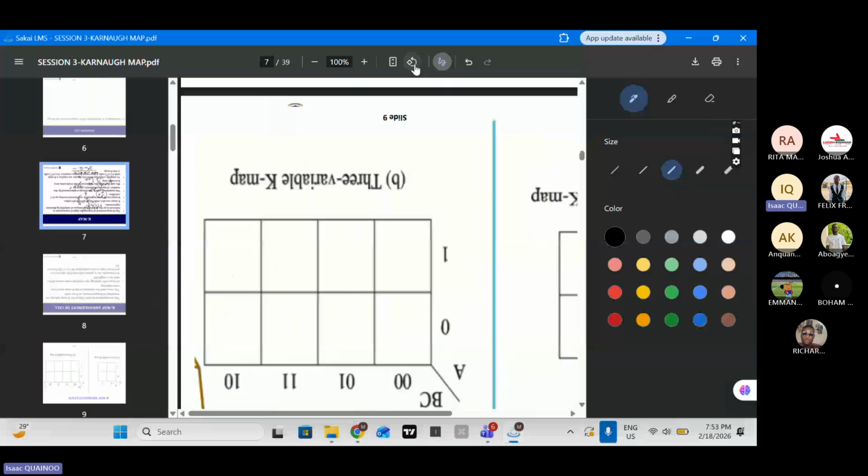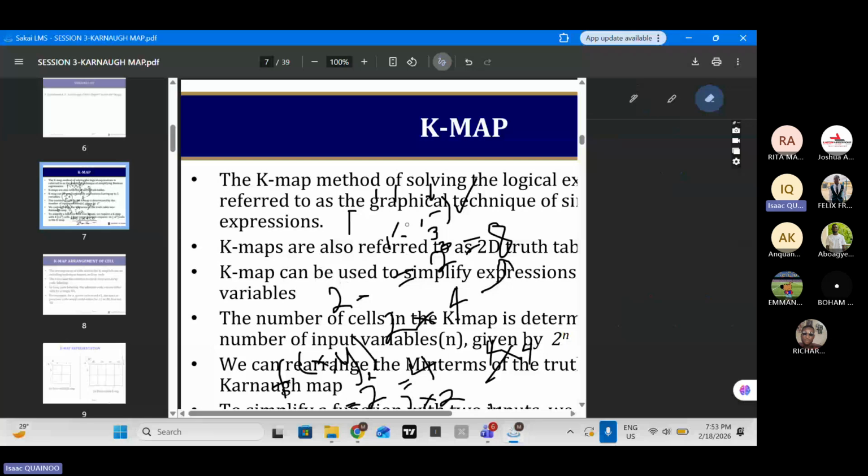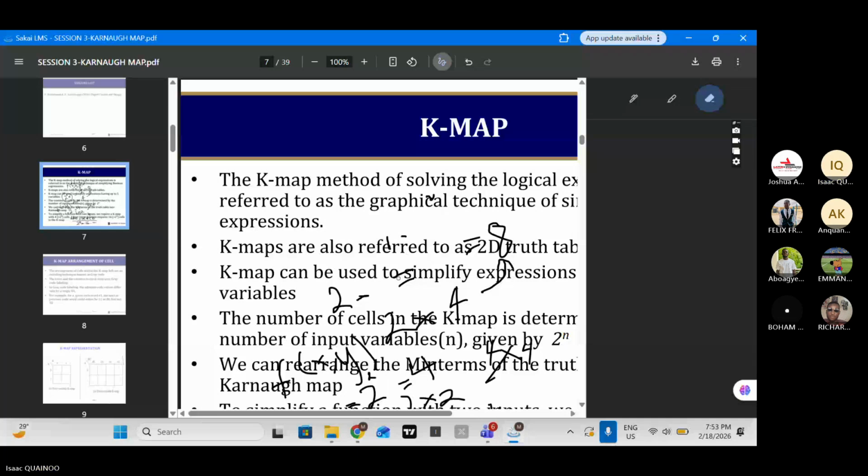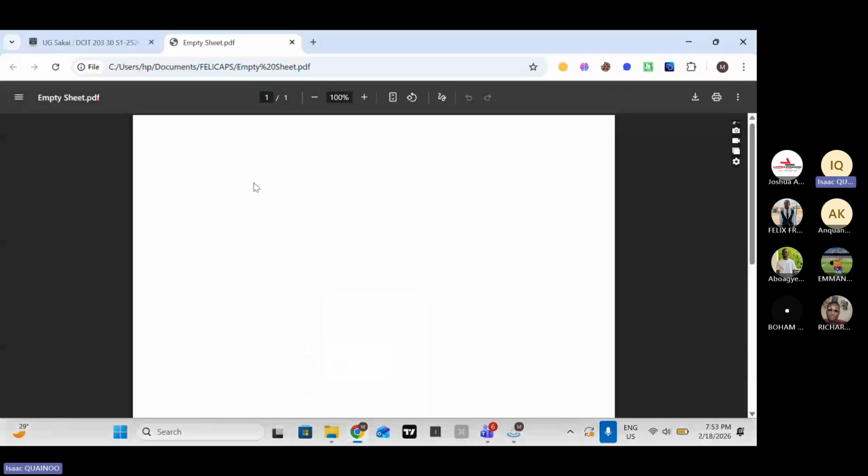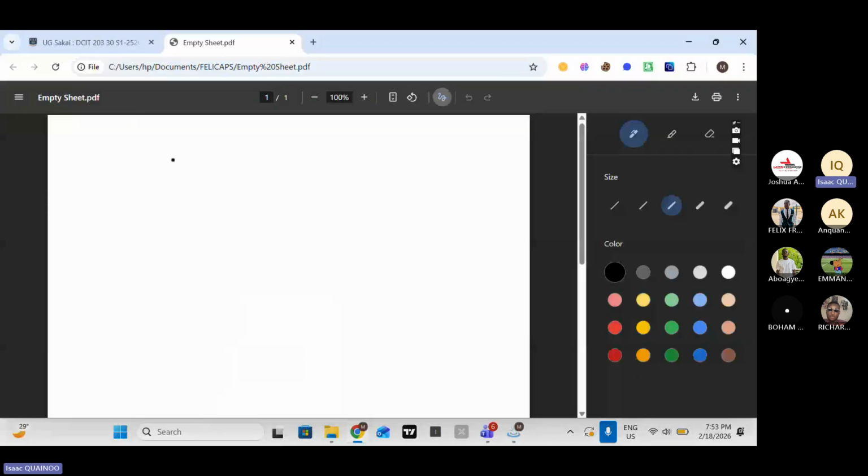So this is what I mean, that you can be given different types of expressions. Let me use a clean sheet for that. You can be given different types of expressions, right? And you'll be told to simplify the expression, but they will not tell you the type of K-map you should use. The expressions can be given in different forms. Sometimes it can be in the form of raw expressions. Sometimes they will give you the min terms.